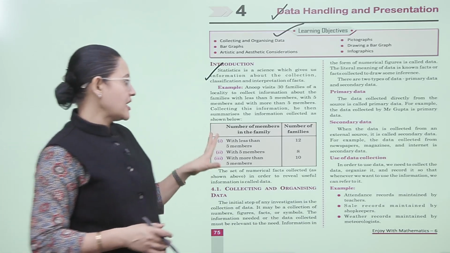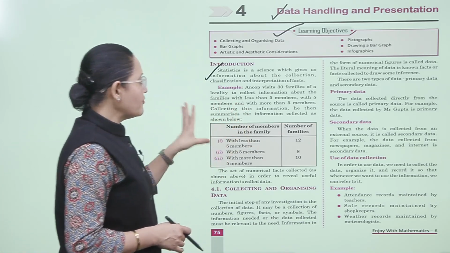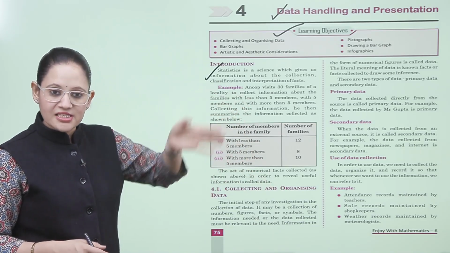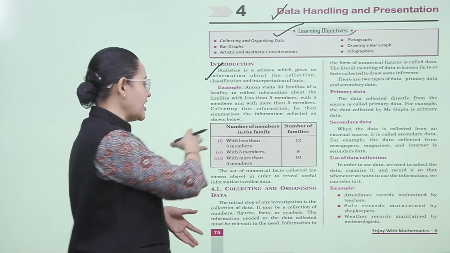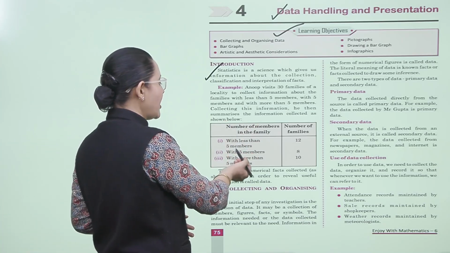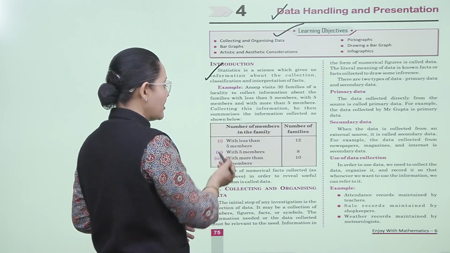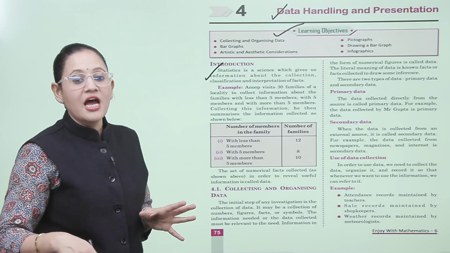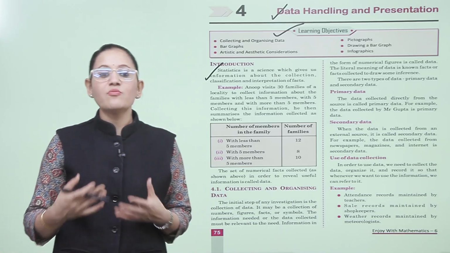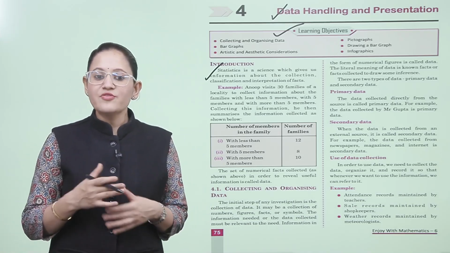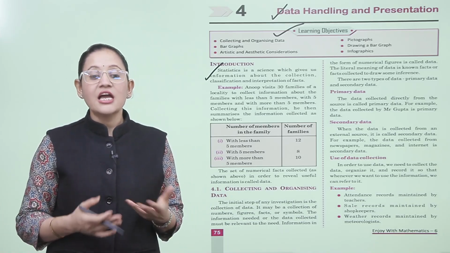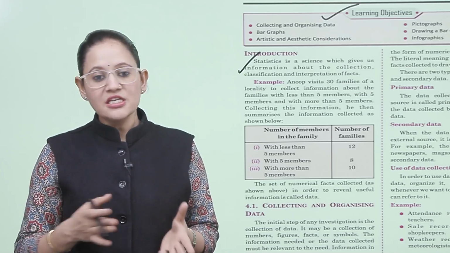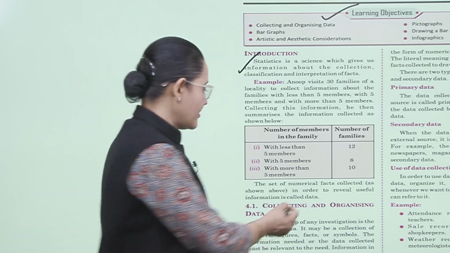So, Anup has collected information from 30 families. Which families have more than 5 members, which have less than 5 members. He has collected all the data and arranged it like this. With less than 5 members, there are 12 families. With 5 members, there are 8 families which have exactly 5 members. And 10 families which have more than 5 members. The set of numerical facts collected as shown above, in order to reveal useful information, is called data.